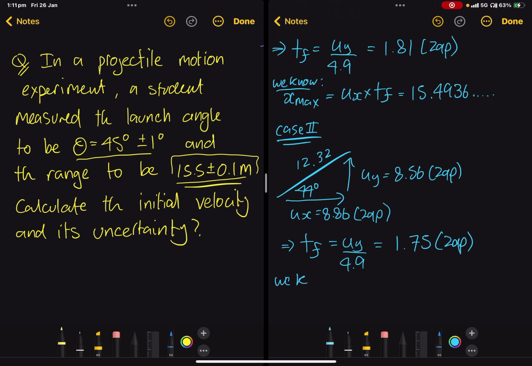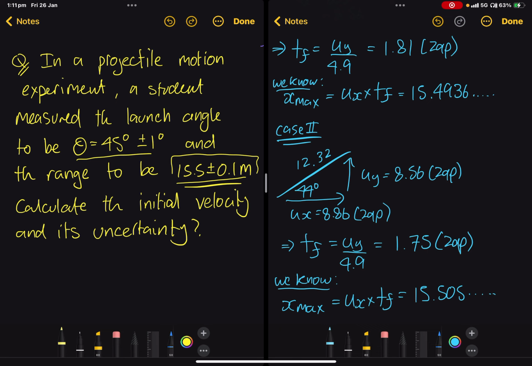Now, as we did before, we know that x max is equal to the initial velocity in x multiplied by the time of flight. We know the initial velocity in x, this is 8.86. We know the time of flight, this is 1.75. And this gives us 15.505, and this is again within the range that we were given.